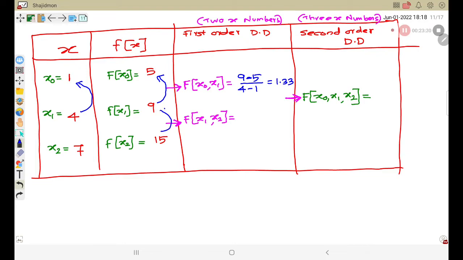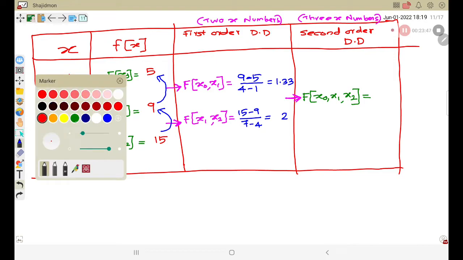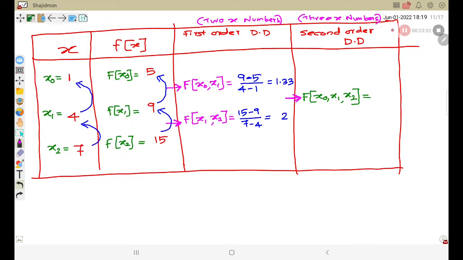Now this number minus this number, 15 minus 9, divided by 7 minus 4. You can check on the calculator, it is equal to 2. These two numbers we call the first order divided difference. Now we go to the second order divided difference, taking three numbers at a time. So here it is 2 minus 1.33, divided by the last x number minus the first x number, x2 minus x0.